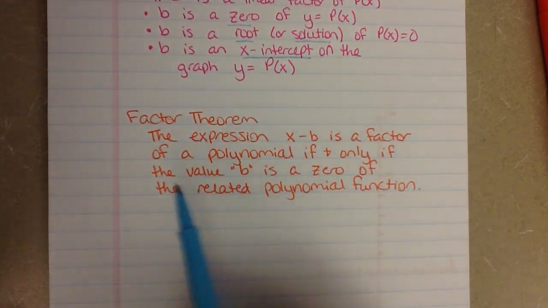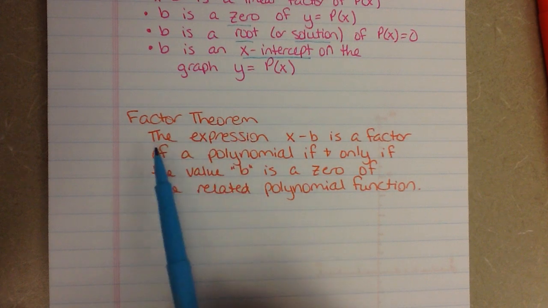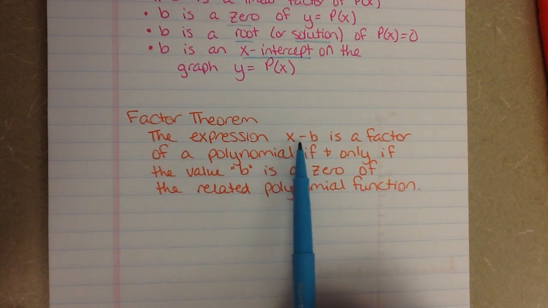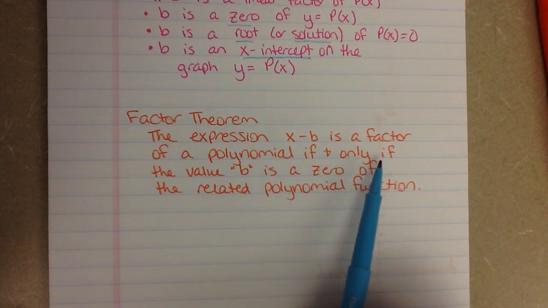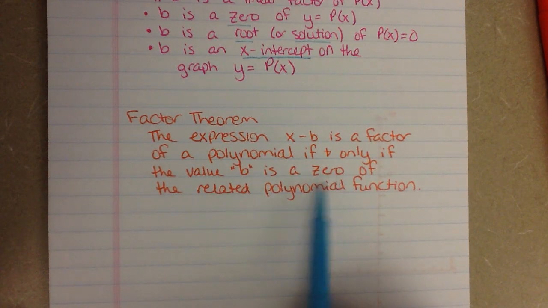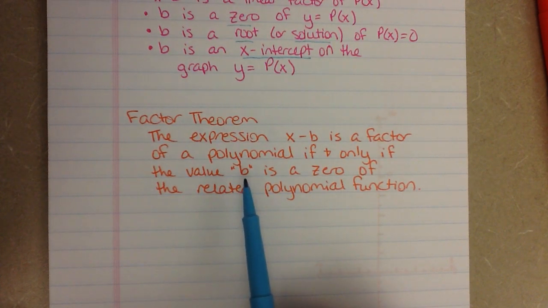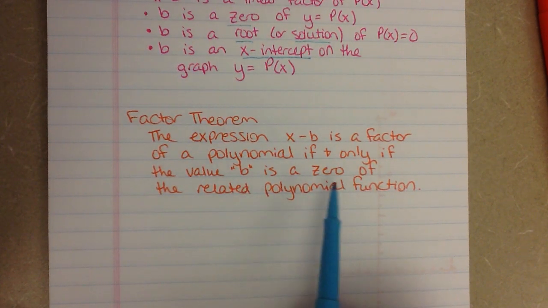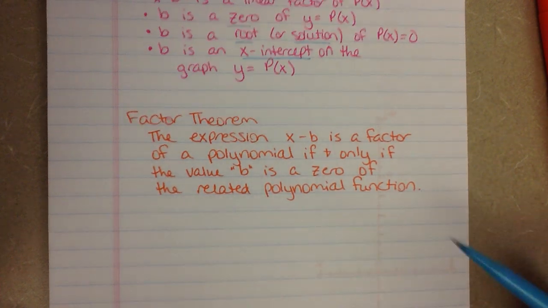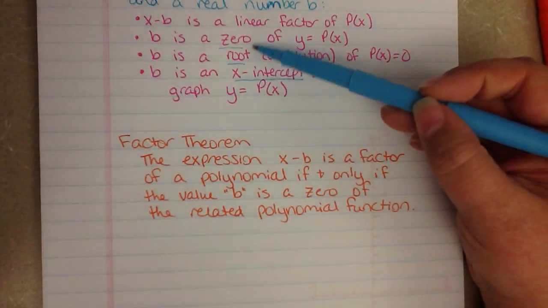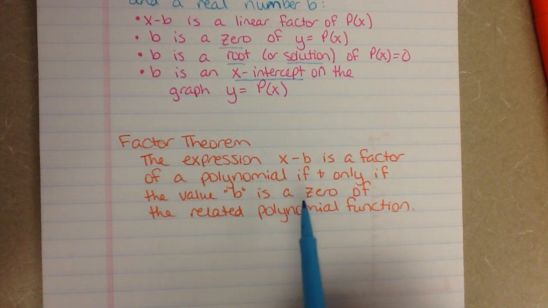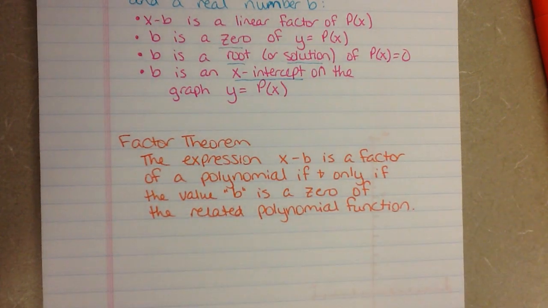The other thing we need to talk about is the factor theorem. The factor theorem says x minus b is a factor if and only if b is a 0 of the polynomial. Meaning when I put b into the polynomial in place of x, it gives me 0 as my y value. Or, again, it's an x-intercept, a root, or a 0.